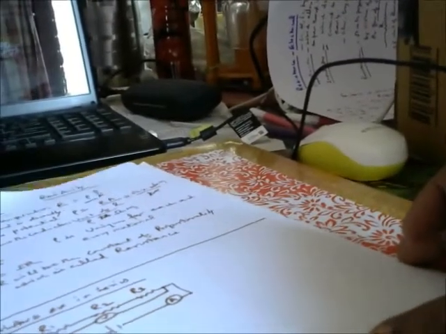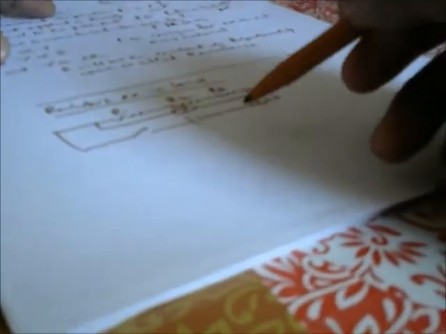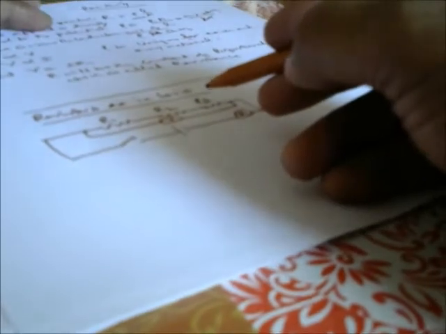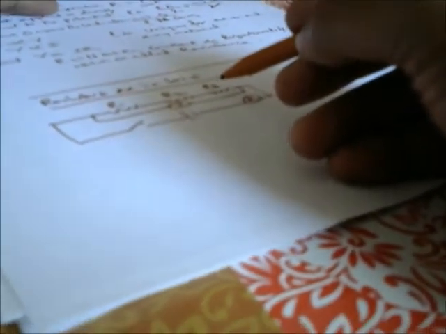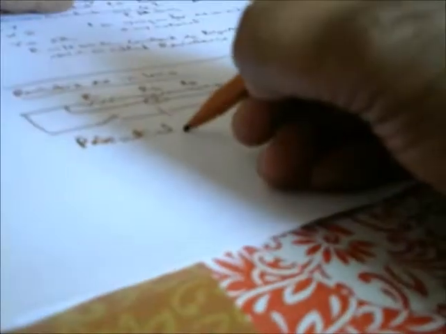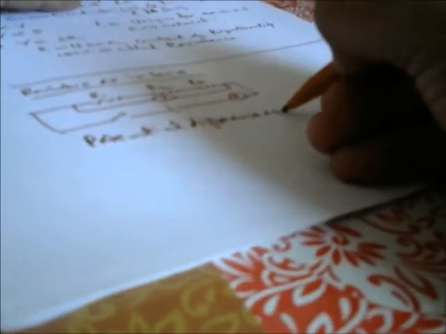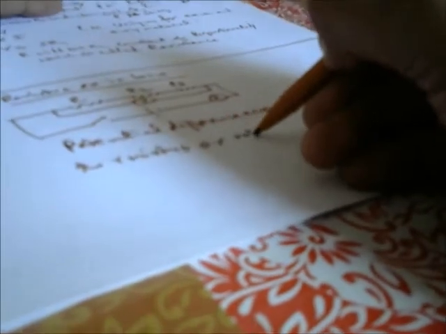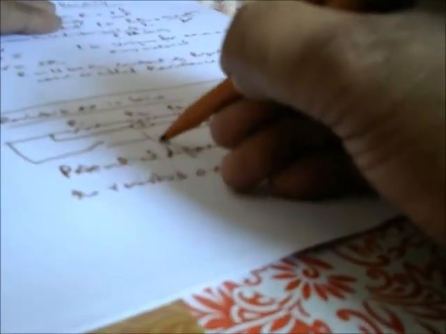So when these resistors are in series, one thing you need to remember is that when the resistors are in series, the voltage across the resistors is not the same. The potential difference across the resistors is not the same.